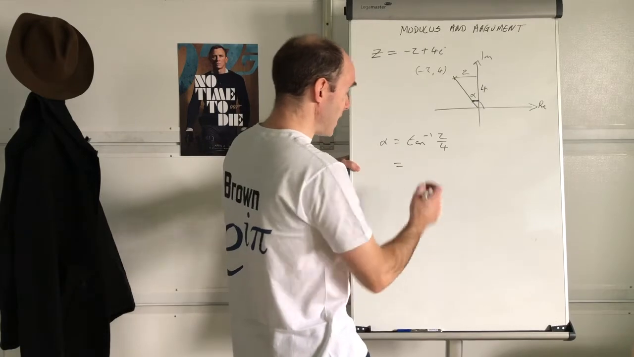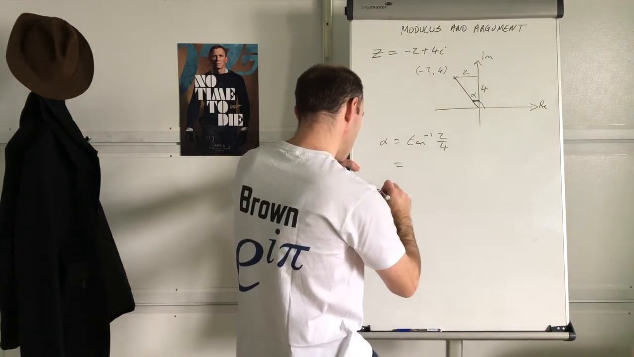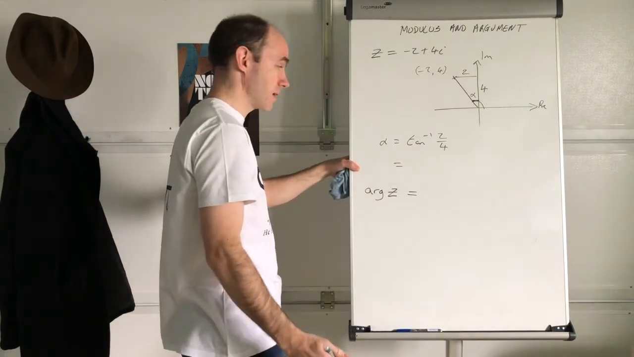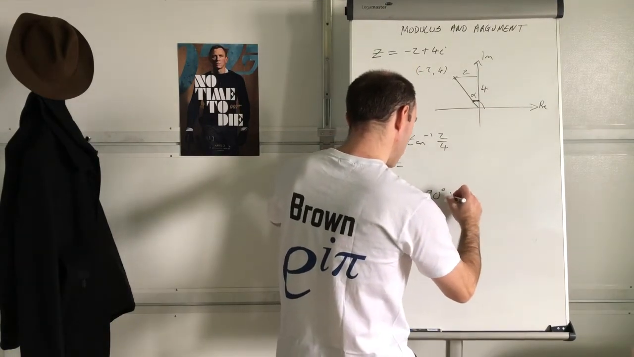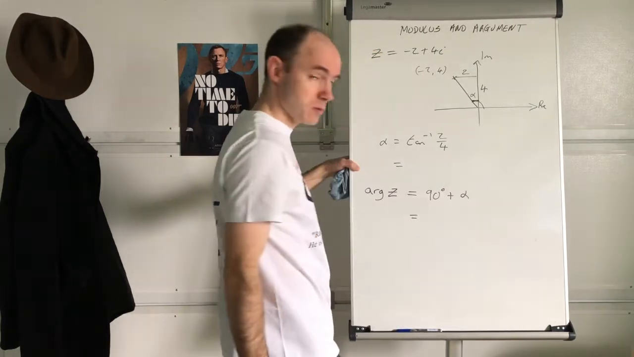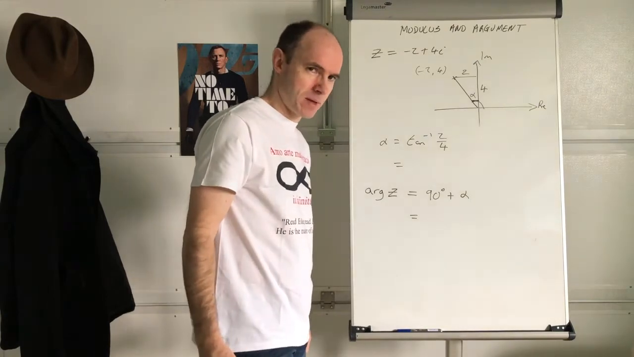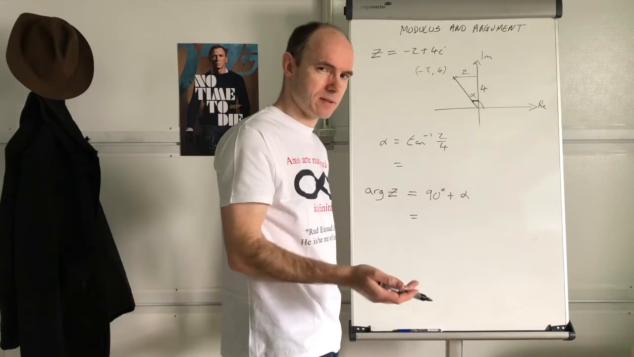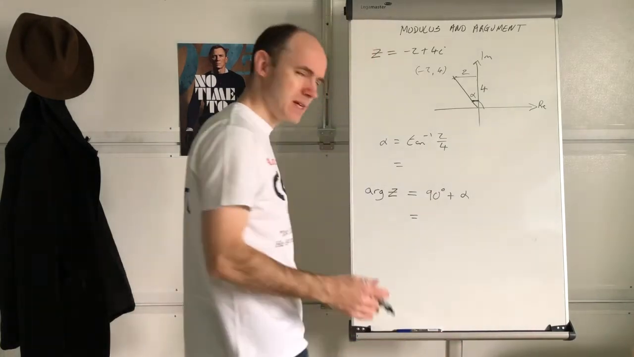Then of course to work out what the argument is. Now we often use arg z as shorthand for the argument of z. The argument would be this angle, so 90 degrees plus alpha, wouldn't it? Or pi over 2 plus alpha if you're doing it with radians. Because I'm not doing anything more advanced than this, we don't need to use radians. Radians only come in when you start having calculus involved, so we can get away with degrees for the moment.